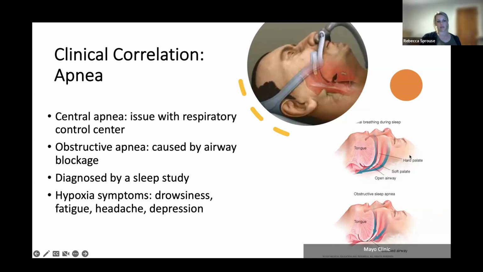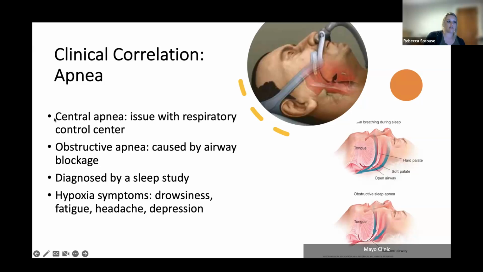That's obstructive apnea. Now, apnea is dangerous over time because you're not getting enough oxygen with each breath. Hypoxic symptoms can be fatigue, because your brain is basically deprived of oxygen, headache, those types of things. So a lot of people who have sleep apnea that don't wear CPAP do have a lot of those symptoms.